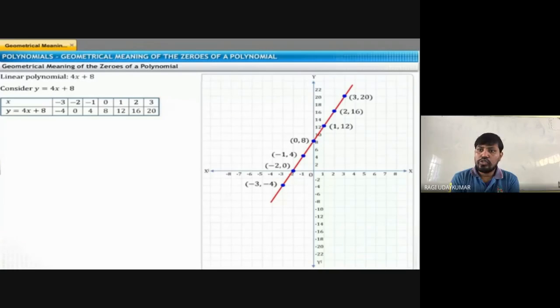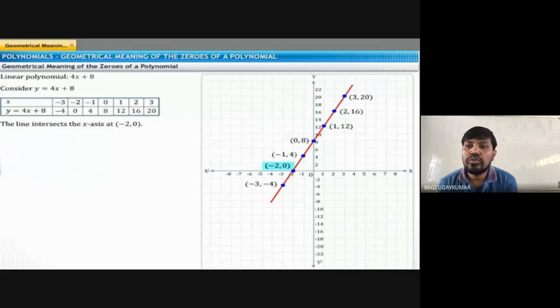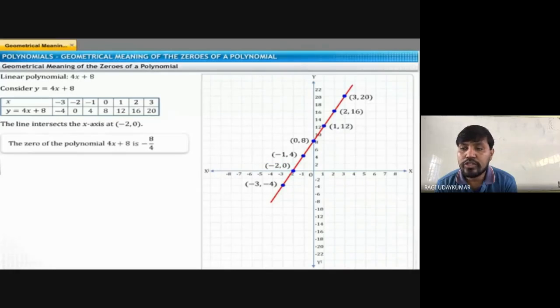So you join these. This is a linear polynomial. The linear polynomial graph will be a straight line. So at the point -2, that line is touching the x-axis at 0. That is nothing but the x value -2. If you take the polynomial value there, you are going to get 0. So that is nothing but -2 is the 0 of the polynomial.